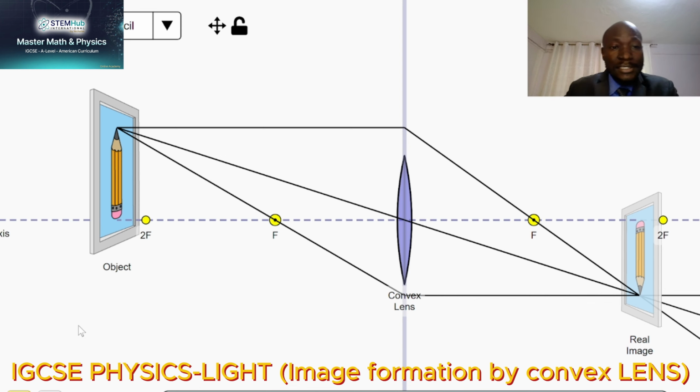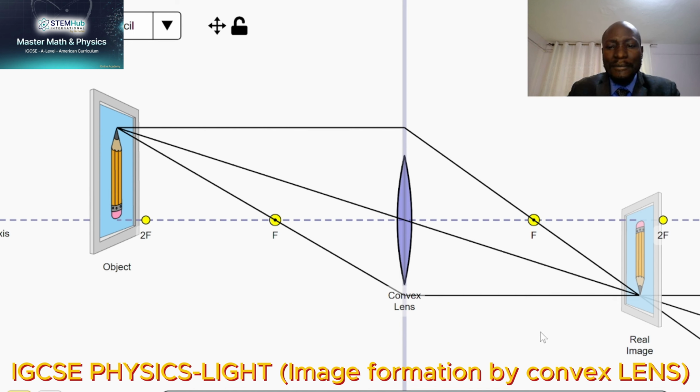We have a pencil as our object. It is beyond 2f. Remember, lenses have both focal points on both sides, both in front and behind. Let's see, when the object is beyond 2f, I want us to describe the image very fast. First of all, is the image formed by real rays? That is true, so we talk of a real image. These rays have been converged at this point, so we say the image is real.